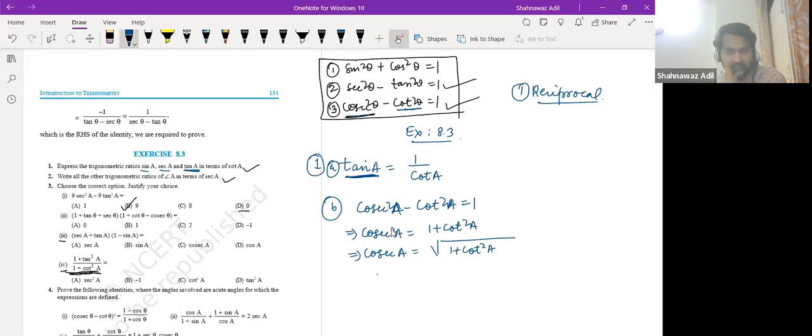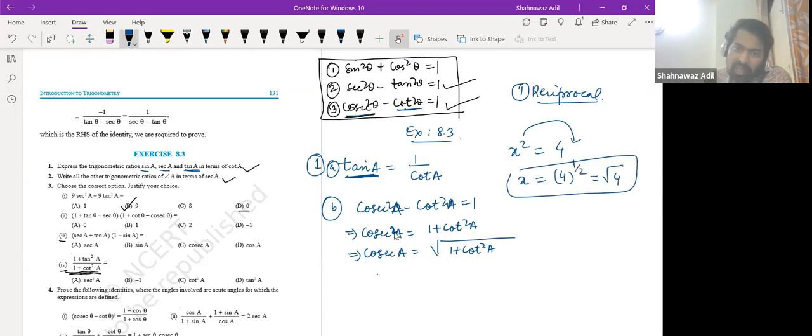So this is cosec square A, right? And if this square goes to the right hand side, say x square is 4. If this goes to the right hand side, what will it become? It will become 4 to the power half, which is root 4. So we have this cosec square A. If this square goes to the right hand side, it will become a root.